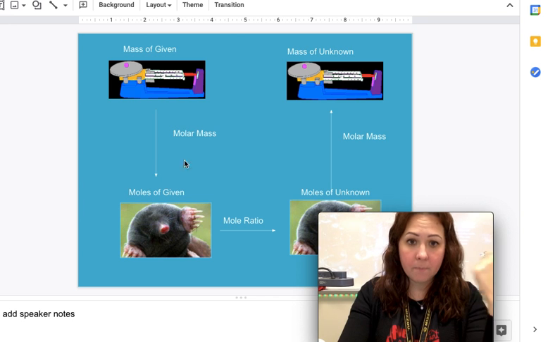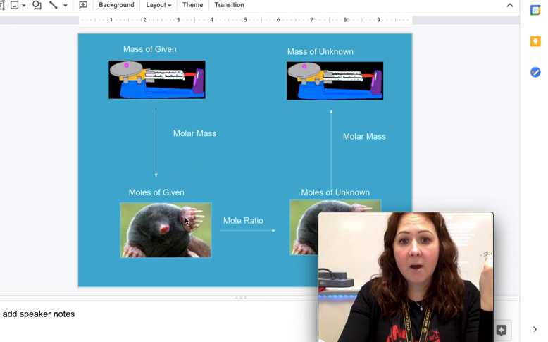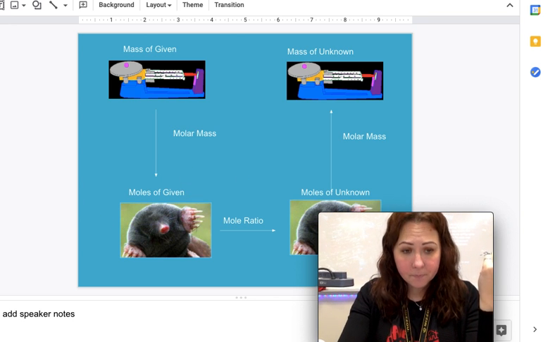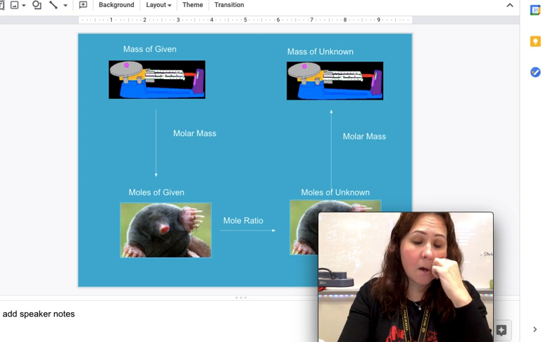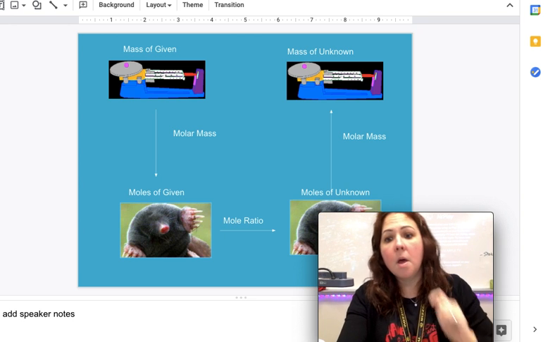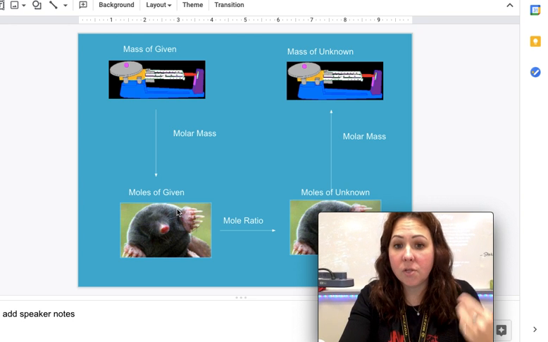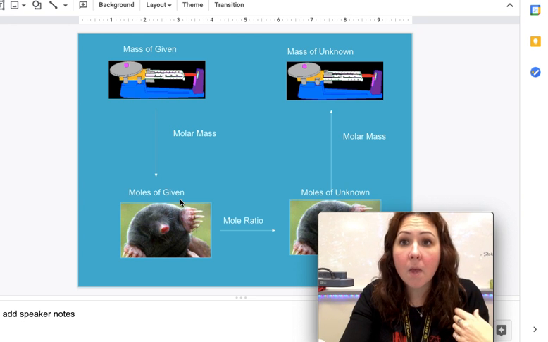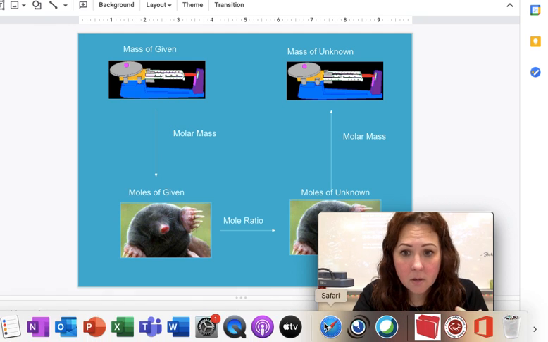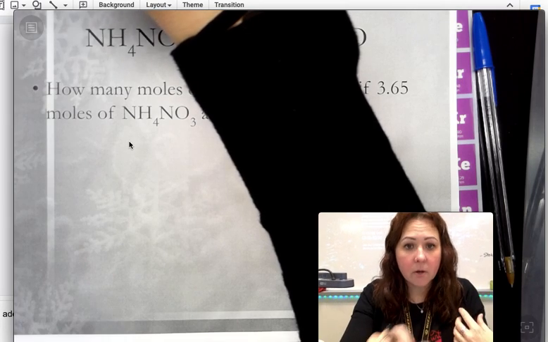So as we look at our mole-to-mole problems, I'm going to switch over to my document camera. And when we switch over to my document camera, I'm going to show you how to do these mole-to-mole problems.